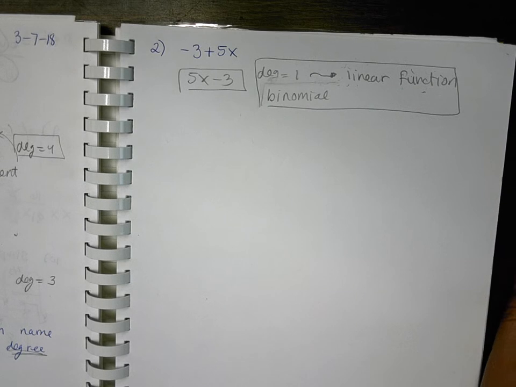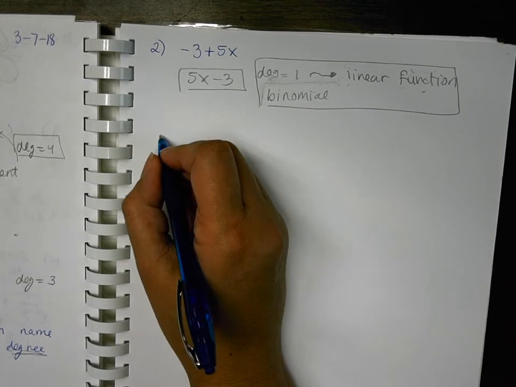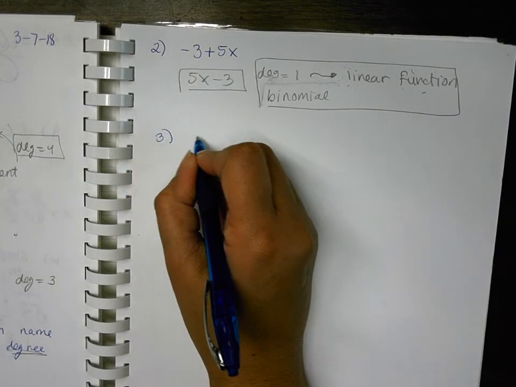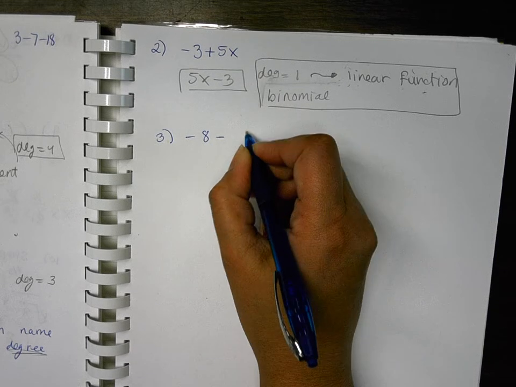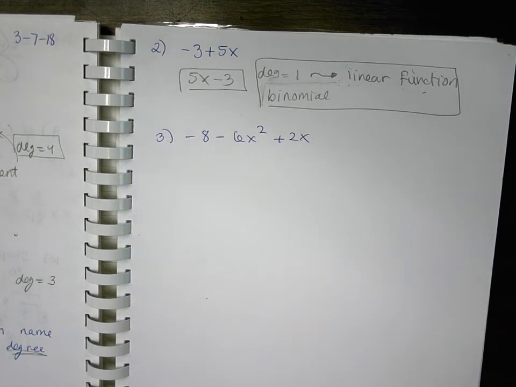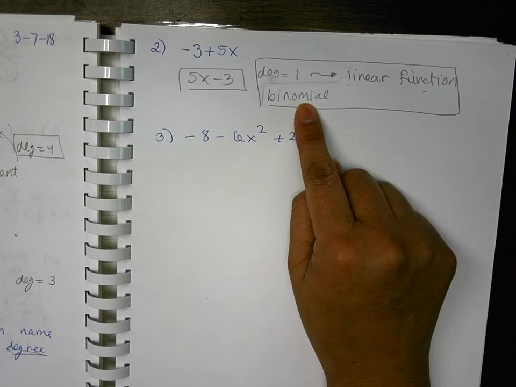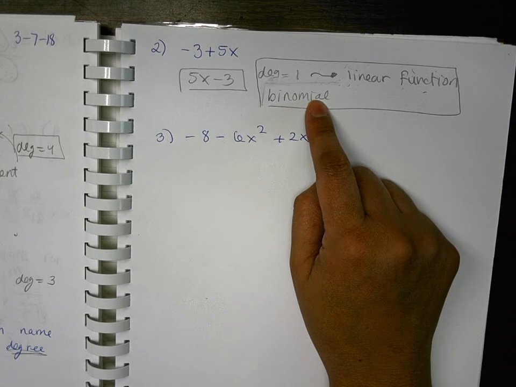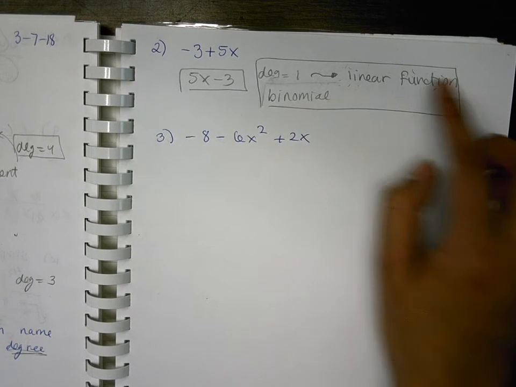All right, number 3: -8 minus 6x squared plus 2x. Write it in standard form, and then label or name it. The function name is based off the degree. Binomial is just monomial, binomial, trinomial. But this name comes from the degree.